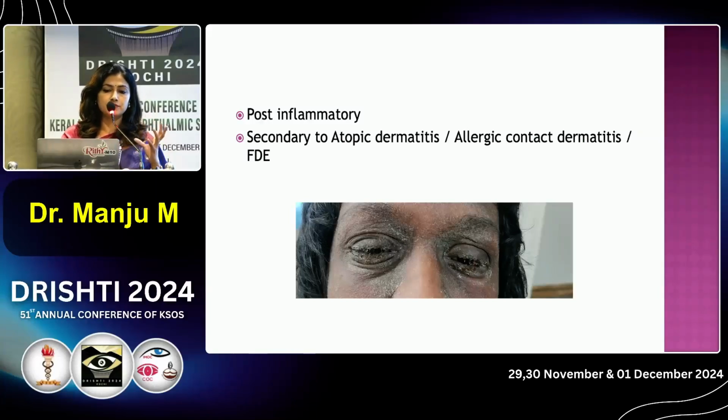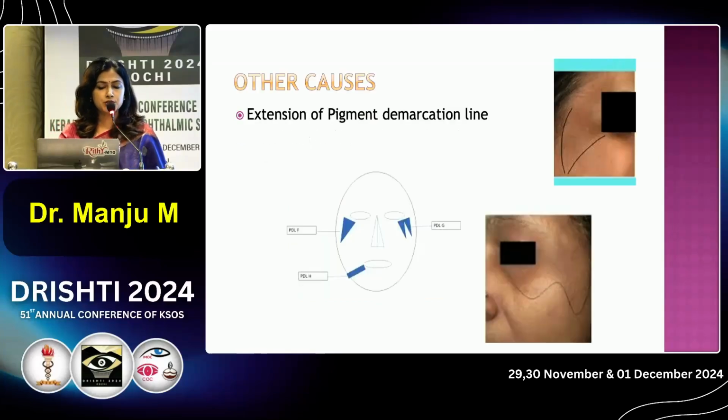Post-inflammatory, when there is pigmentation secondary to atopic dermatitis, allergic contact dermatitis, or fixed drug eruption, we call it post-inflammatory pigmentation. In the initial stages, that will present as erythema, and later when it heals, it can leave the pigmentation and it can present as dark circles. Coming to the other causes of periorbital melanosis, it can be an extension of pigment demarcation line. Pigment demarcation line means there's a clear line of demarcation between the hyperpigmented area and the normal skin.